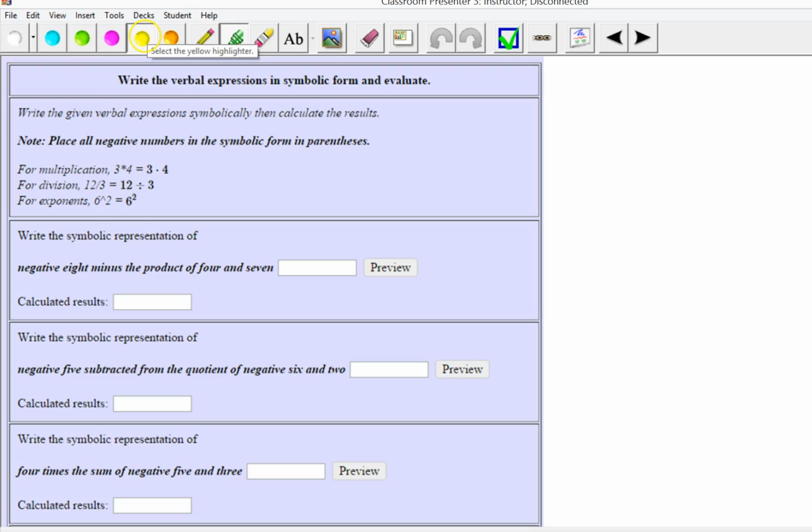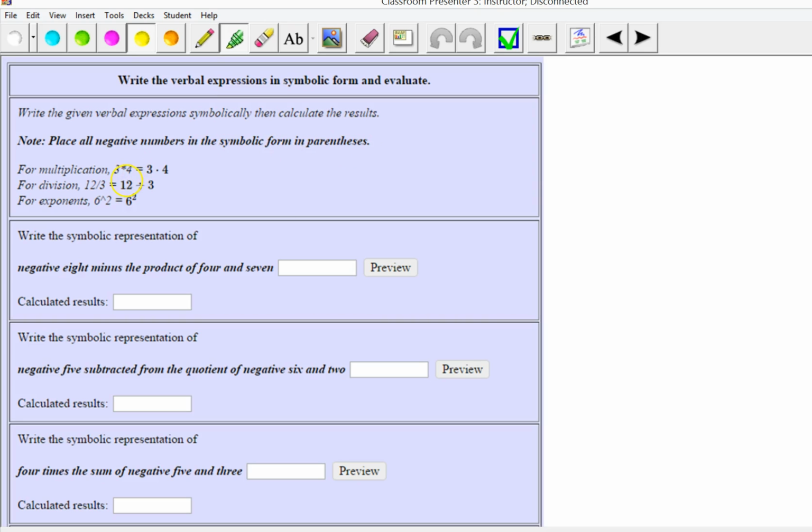In this example, we're asked to write the verbal expressions in symbolic form and evaluate. So let's read the directions. Write the given verbal expressions symbolically, then calculate the results. And some notes: place all negative numbers in the symbolic form in parentheses.